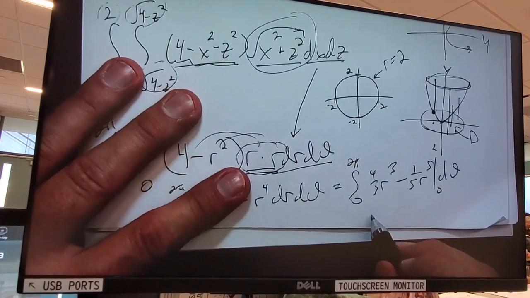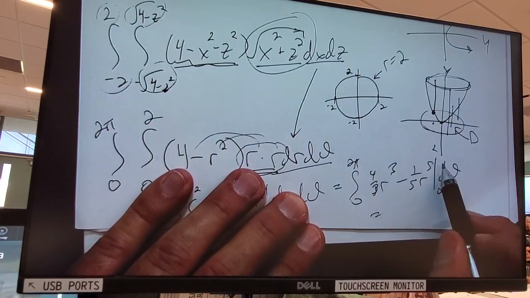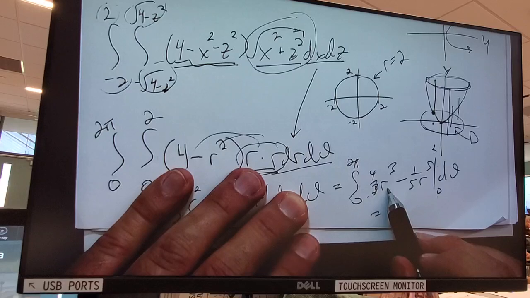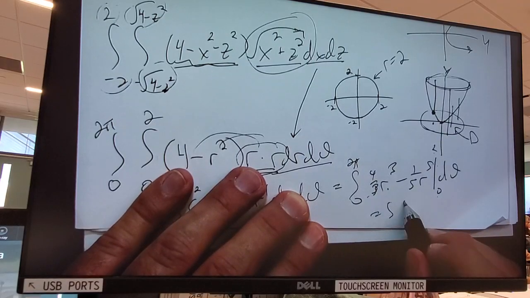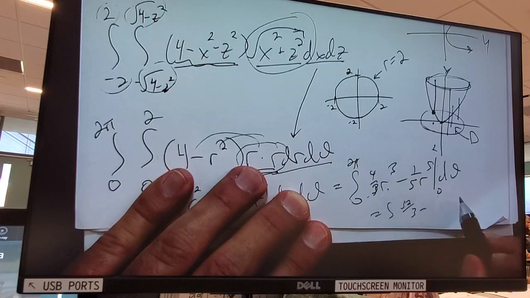Right, so now I'm kind of losing interest. Good for you, Jeff. The 0 will make it 0, so just don't worry about that. So I'll get 32 thirds minus 32 fifths. Did I do that right? Yeah.